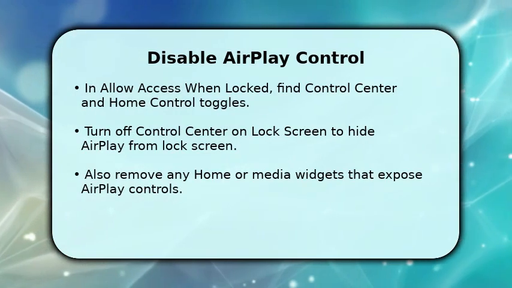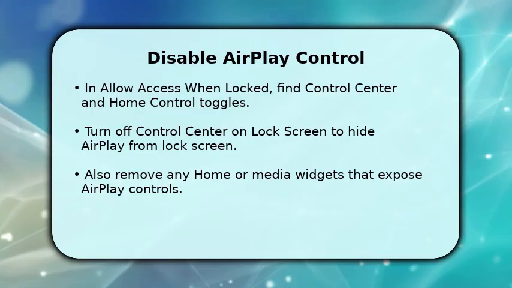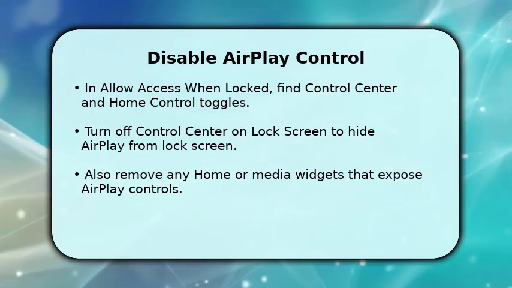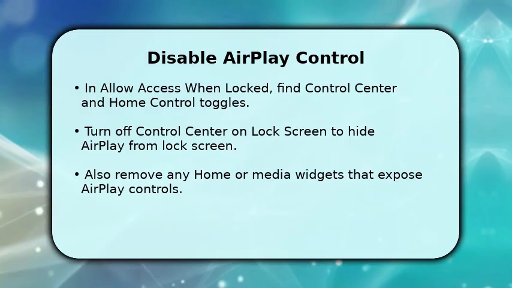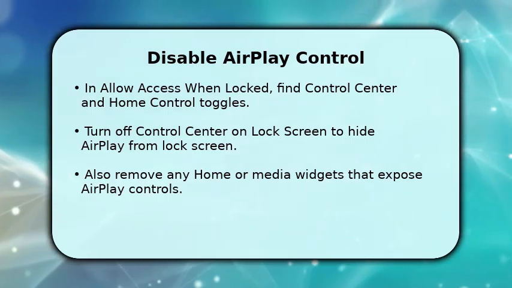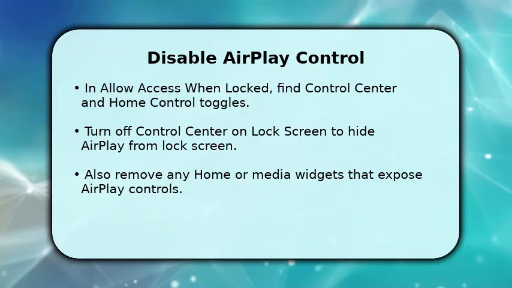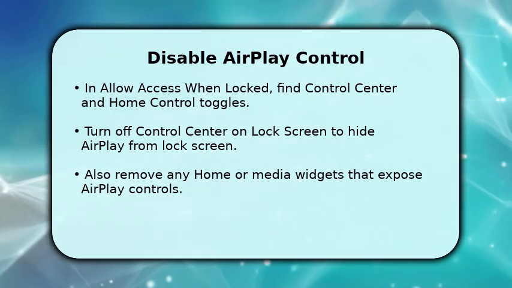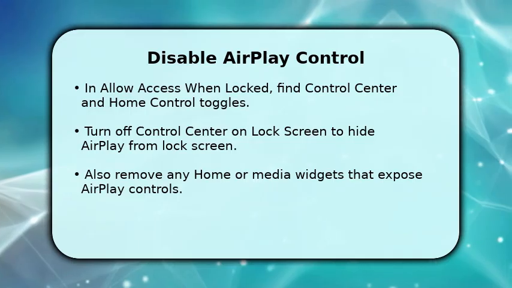Now, inside Allow Access when locked, find the Control Center toggle and switch it off. This hides the swipe up or swipe down access that can show AirPlay. Next, check Home Control and Media Controls. Disabling those prevents home hubs or music widgets from offering AirPlay on the lock screen.